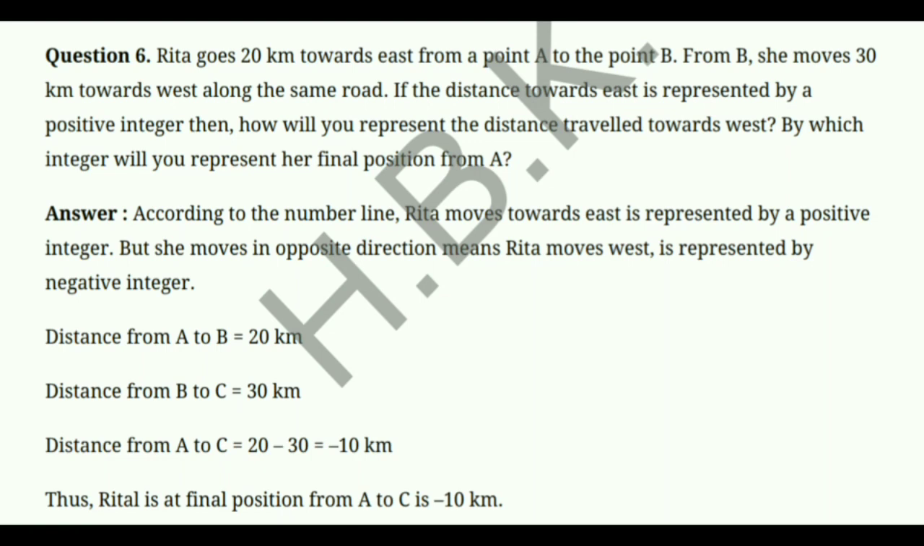So 20 minus 30 kilometers gives us minus 10 as she is moving towards the west, and that is represented by a negative integer. So the final position of Rita from point A is represented by minus 10.